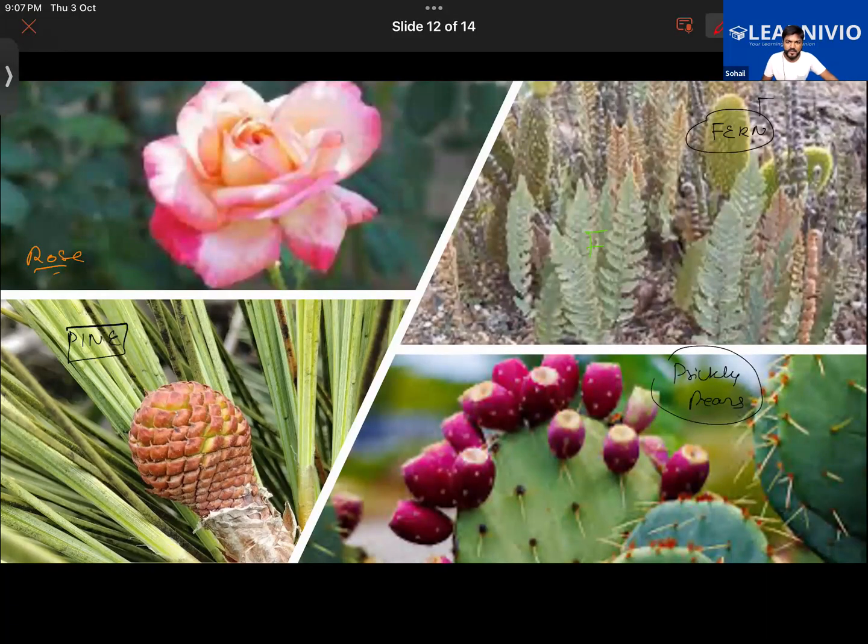Getting it now? Yes, sir. Prickly pear has some fruit-like things, right? Exactly. The thing is that some species of ferns or some species of roses or some species of pines are xerophytic, but prickly pear, all of them are xerophytic. So that is the case.